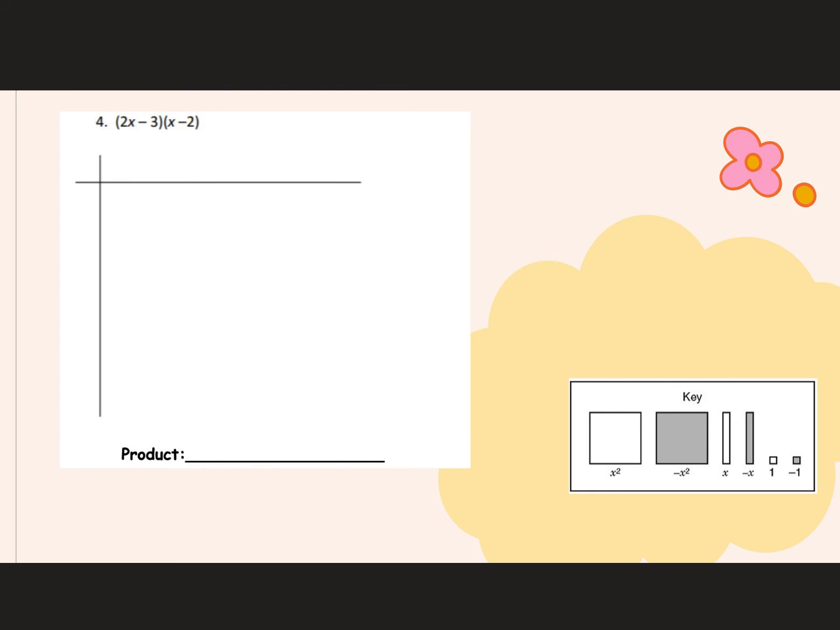So now I want you to pause the video and try this example on your own. All right, so let's take a look at it. We have positive 2x. I'm going to draw my positive 2x's. Ooh, not drawing to scale at all. And then we have negative 3. And we have positive x and we have negative 2.